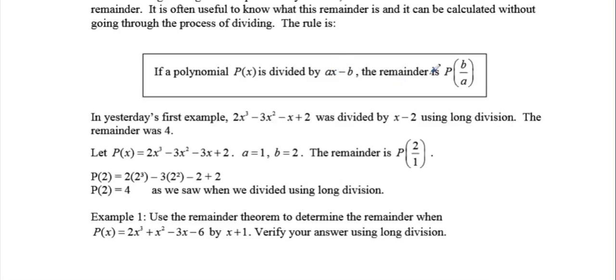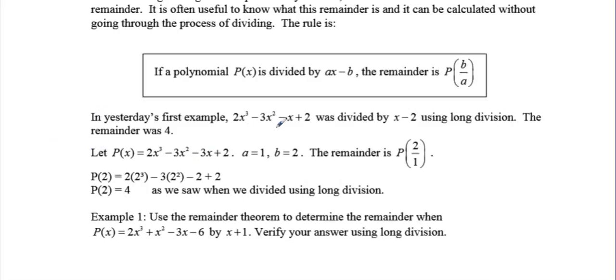And what does that mean, p of b over a? It means you take b over a and you put it into your polynomial function, your dividend, and you see what comes out, p of b over a. So when you get p of b over a, that is your remainder.